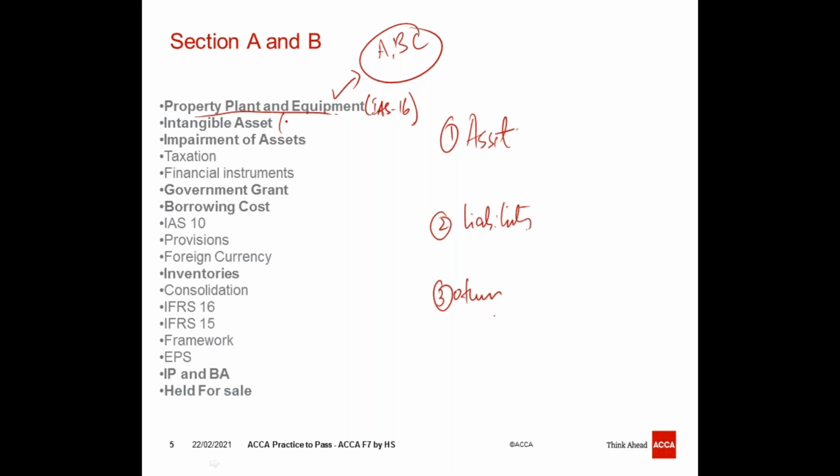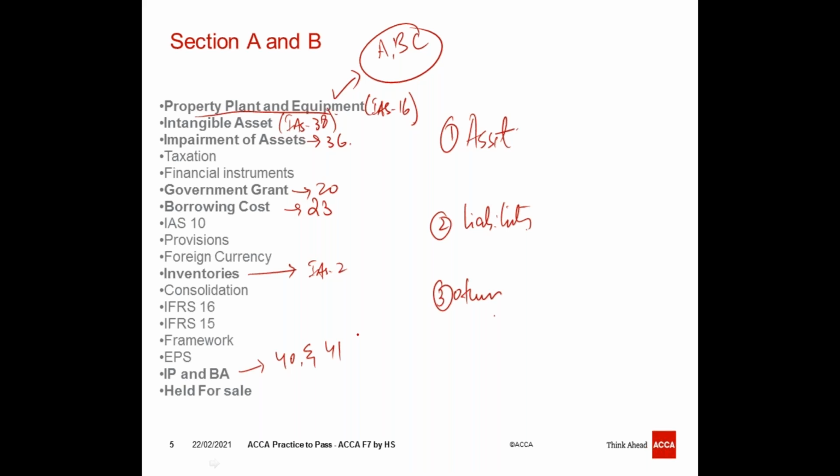IAS 38 intangible assets, then IAS 36 impairment of assets. These are all related to assets. Then the government grant IAS 20, borrowing cost IAS 23. These are all related to assets. Then we have inventories, IAS 2. We usually assume that we know about IAS 2, but sometimes the examiner can give you a dodgy question. Then we have investment property and biological assets, IAS 40 and 41. These are also important standards for section A and B, and these are all related to assets.